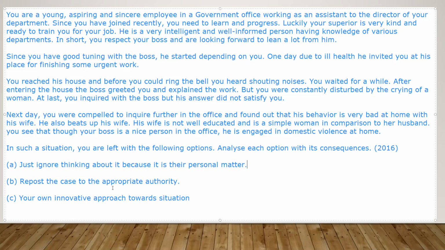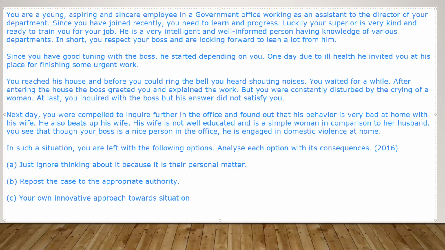Then, report the case to the appropriate authority. So you will write, and in the analysis part, you will say that authorities must know about their behavior. But what happens when you are reporting a crime to the higher authority? Generally, they ignore it and they would come back to the first point that it is his personal matter. His wife should complain to the police. Okay, so that is the case. But you have to write up some points in this. And third, your own innovative approach towards the situation.